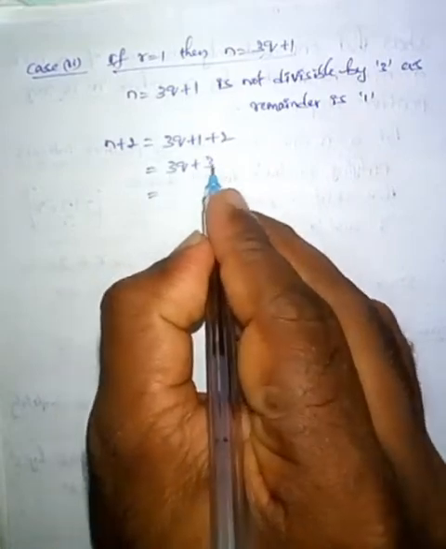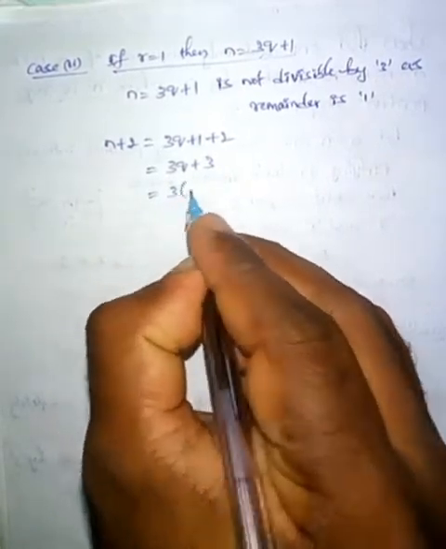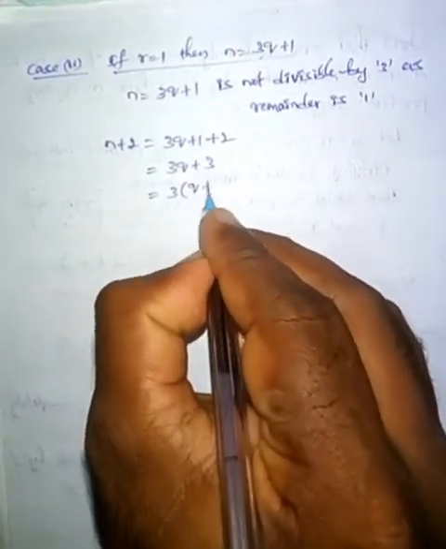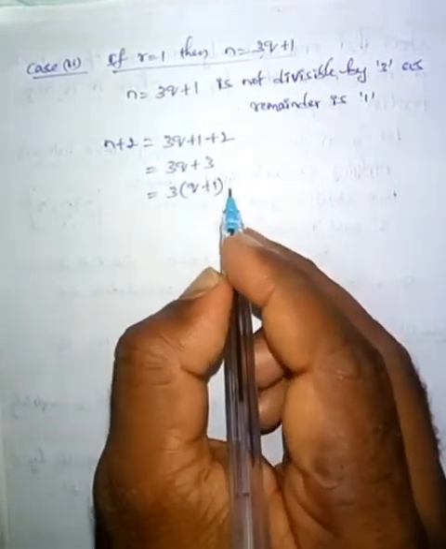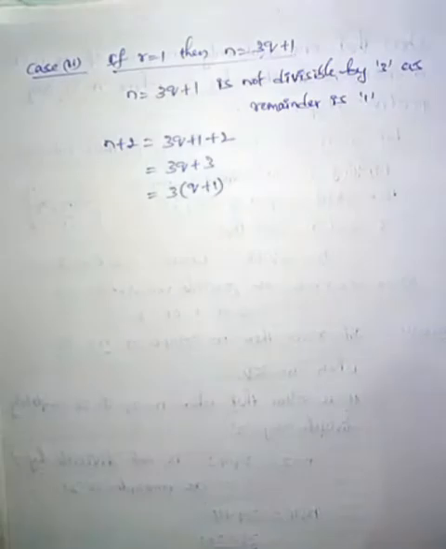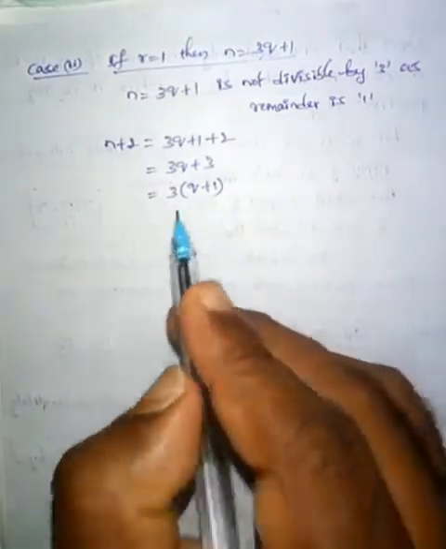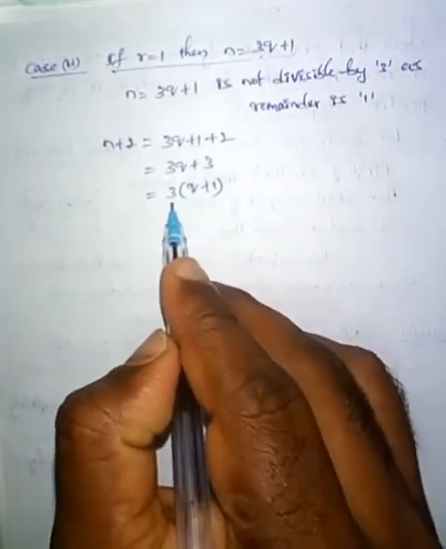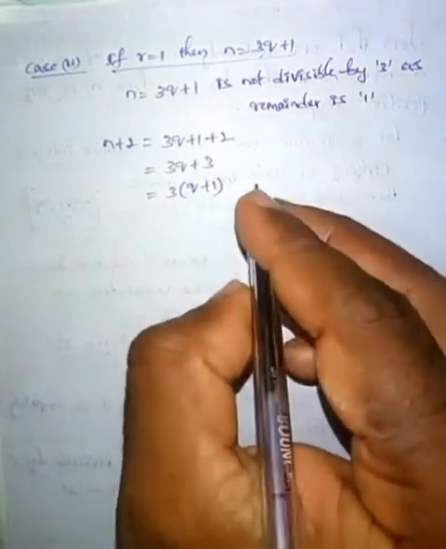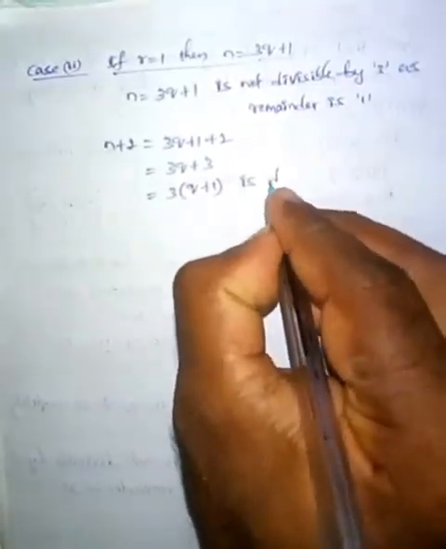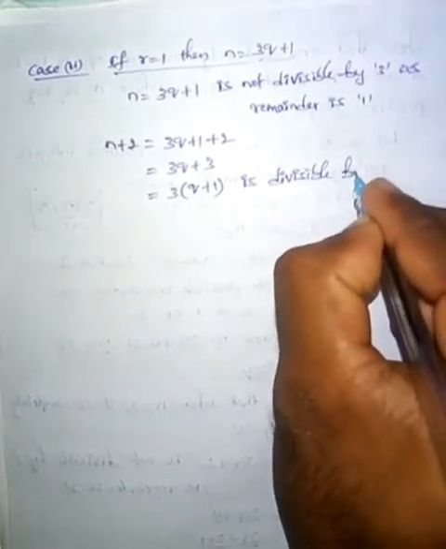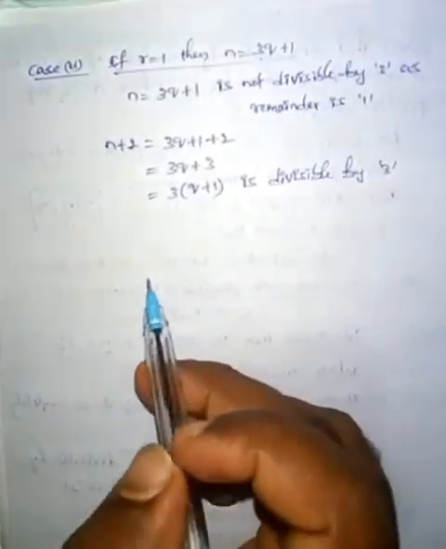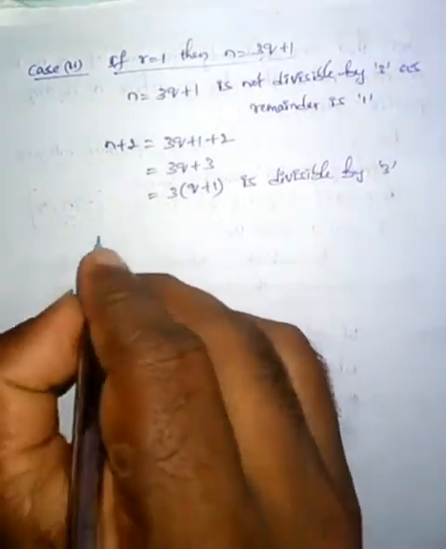Now in these two values, 3 is the common term. So if you take 3 as common term, you will get 3 into q plus 1. Now this is in the form of 3 multiple, 3 into something. 3 multiples are always divisible by 3. So it is clear that it is divisible by 3.